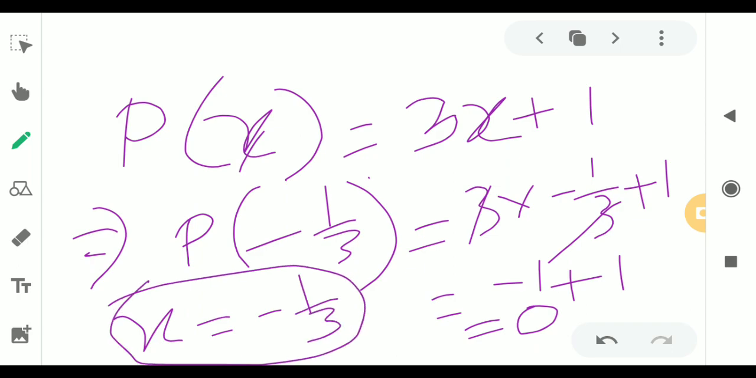Understand? Today up to this. Next day we will again revise the remaining parts of the chapter.